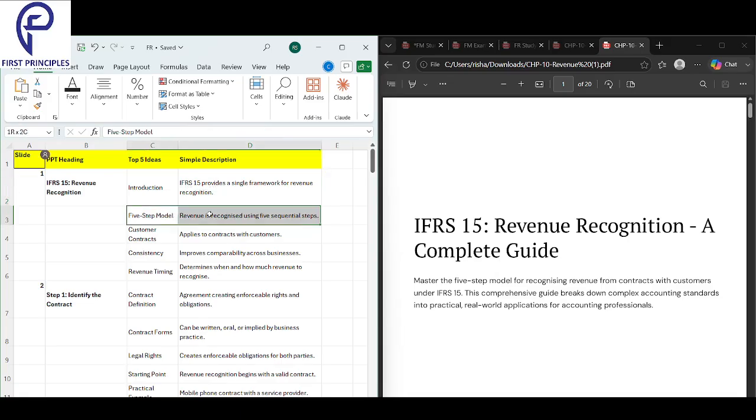Next, there's a five-step model on how you should record sales. We'll look into all the five steps in the coming topics. You must follow the five steps in order to record revenue.